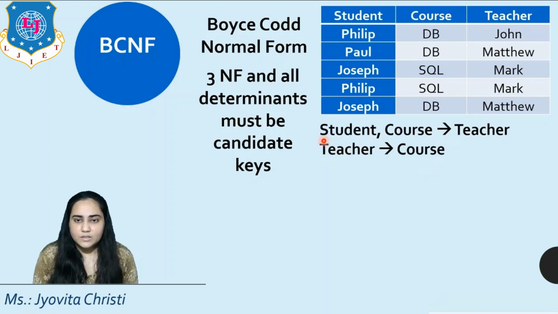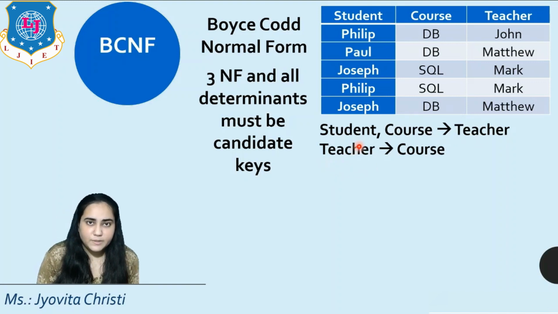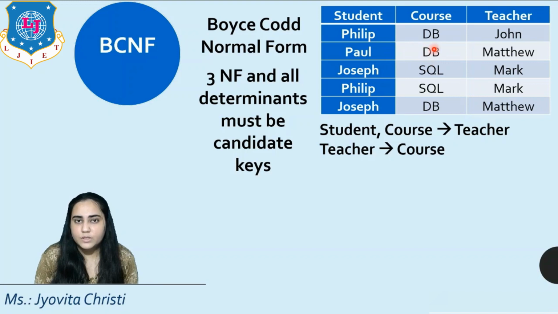Now these are the functional dependencies present here. You can see that student and course together determine who is the teacher. For example, if I say that Philip is studying database and ask who's teaching him, then you have one single answer, which is John. And if I ask you Philip is studying SQL and who's teaching him SQL, then also you have one single answer, which is Mark.